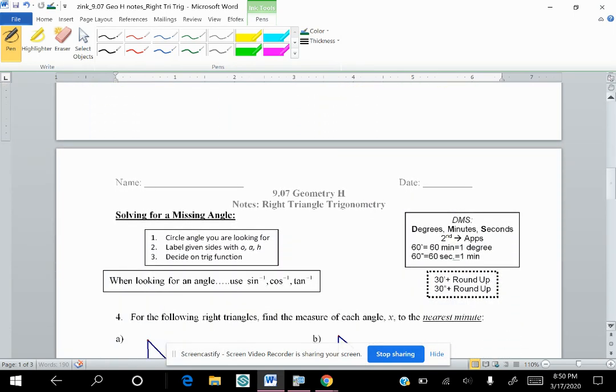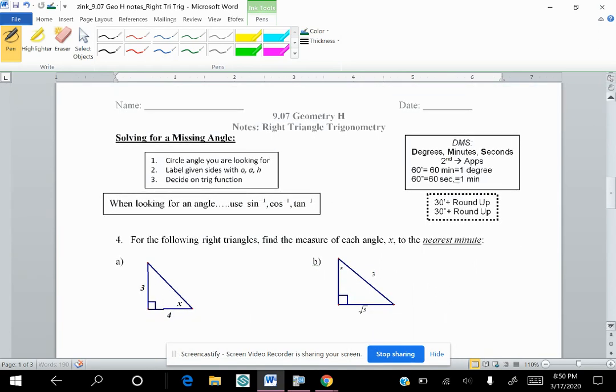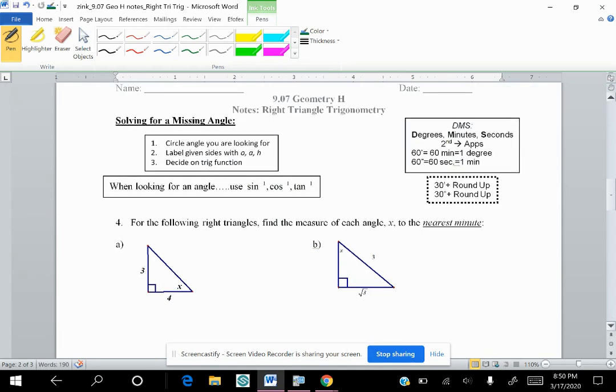Next, we're going to talk about solving for a missing angle. It's a very similar process. The biggest difference here is we're not going to cross multiply whenever we're looking for the angle. Instead, we're going to use the inverse trig functions. We're going to start the same way. Step 1, circle the angle you are looking for. Before we circled the angle we were given, now it's the one we're looking for. So I called it x.